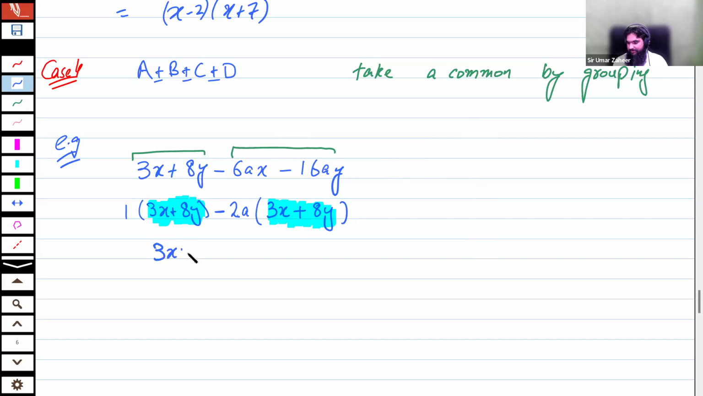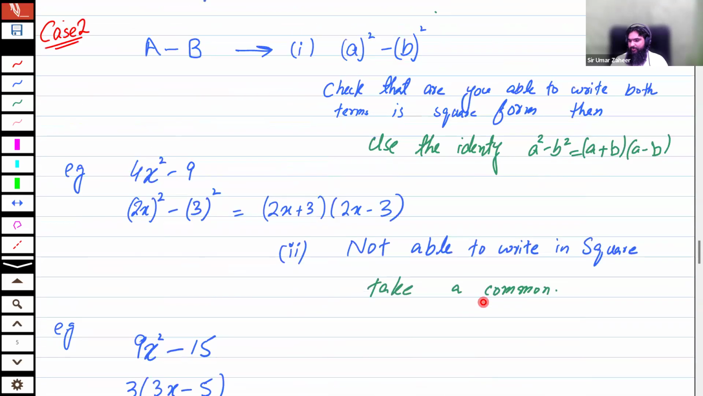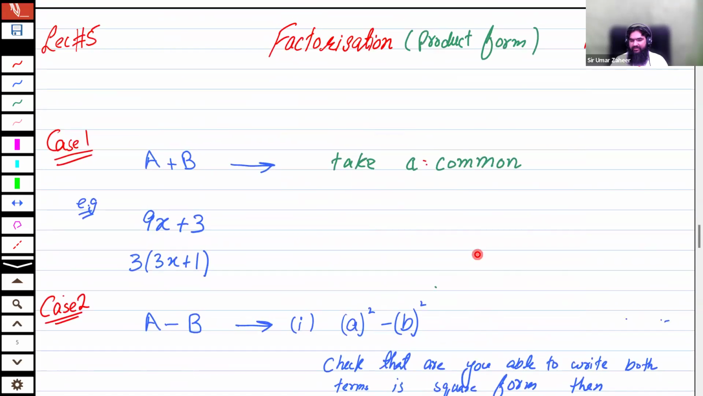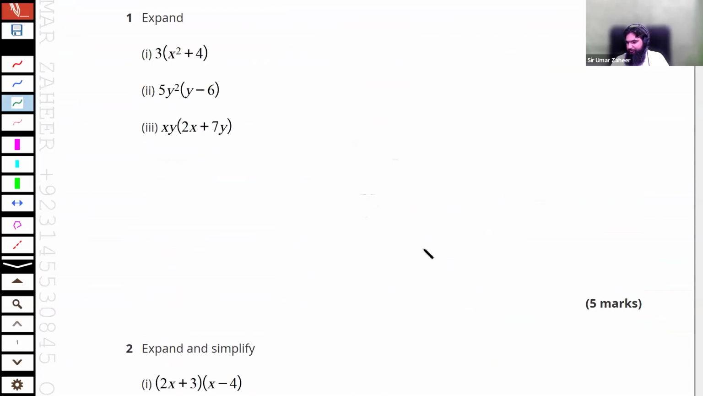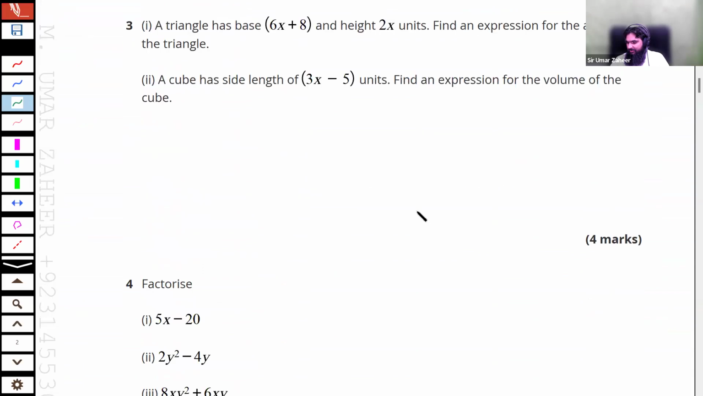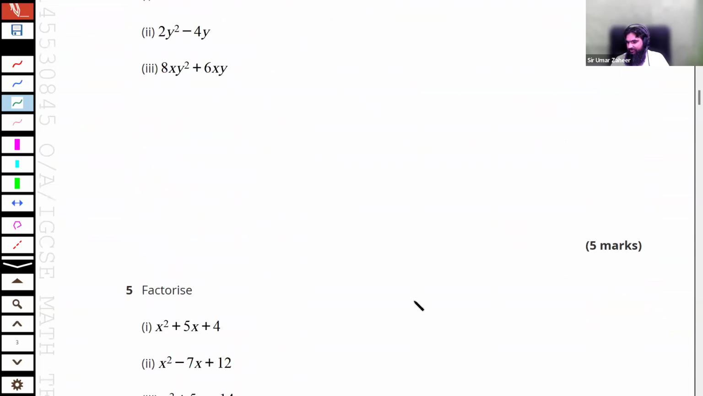Now we are taking 3x plus 8y as common. I'm going to get 1 minus 2y inside the bracket. So these are the three basic cases for factorization. So let's go for the questions. I'm just going for the factorization questions.